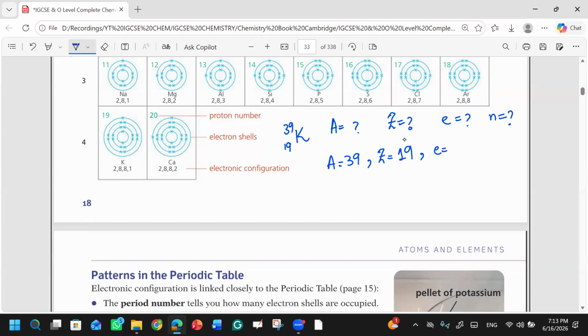No, electrons. Think about it. What we have discussed: the number of electrons is similar to the number of protons. So how many electrons will there be? The same, so it will be 19.